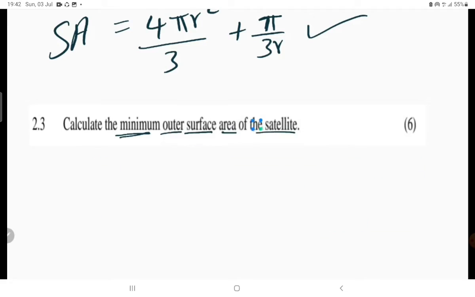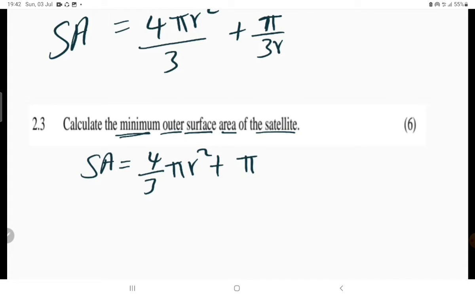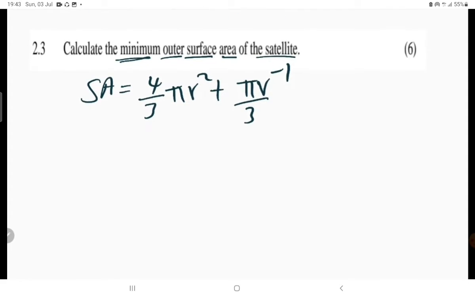to be reminded of. Now we are having this function, right? The function we have is surface area, which is equal to 4 over 3 pi r squared, plus pi over 3r. This equation is not in a differentiable form, so we need to take this r up there so that we no longer have the respected variable in the denominator, so that we can derive this kind of situation. After that, we derive it because now it is differentiable.